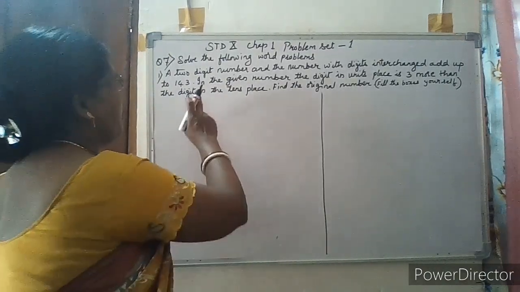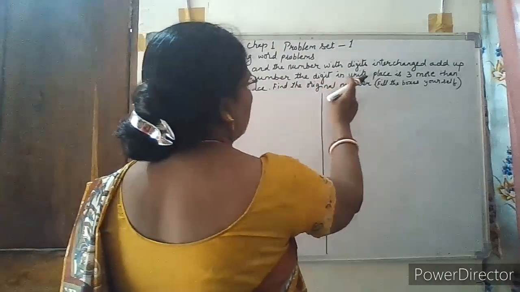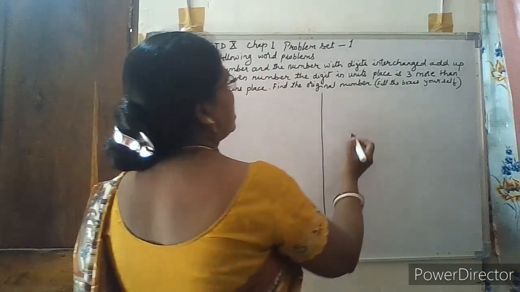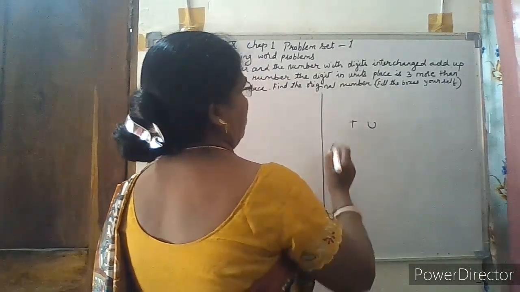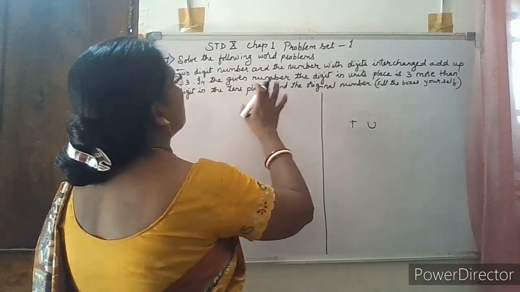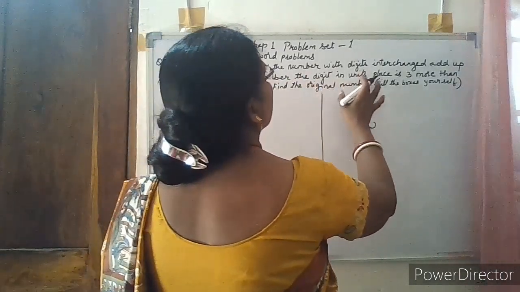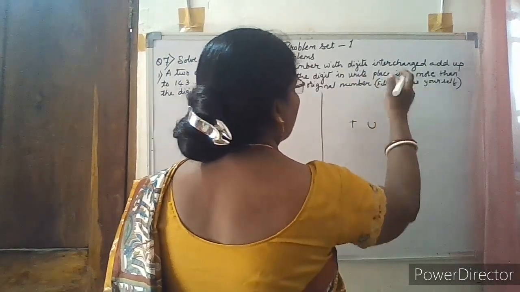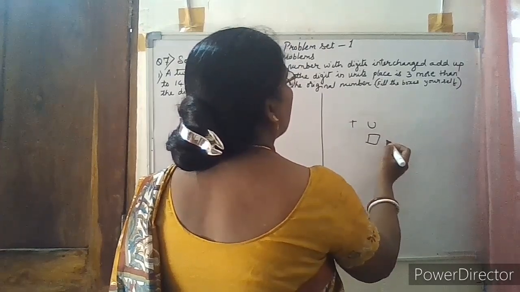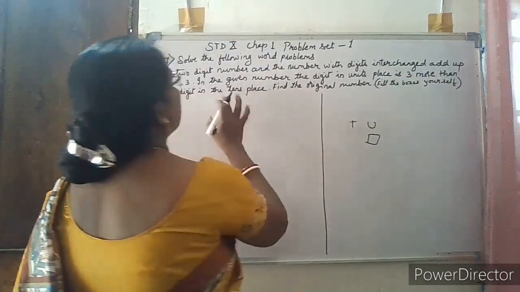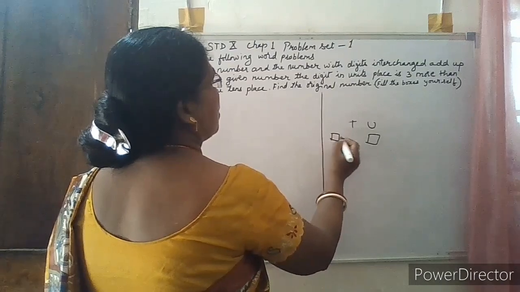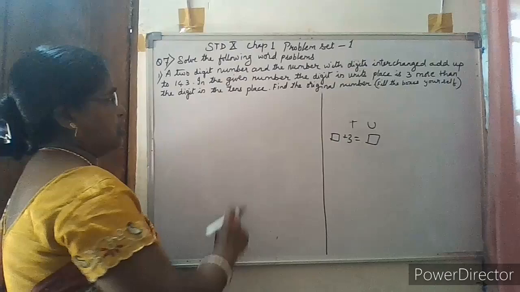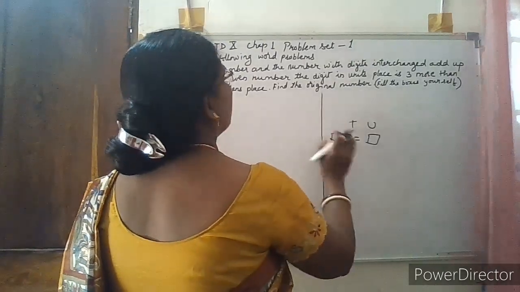Now, go to the second one. The second condition is that in the given number, the digit in the units place is 3 more than the digit in the tens place. Whatever digit is there in the tens place plus 3 is equal to the units place digit. So this is the second condition.